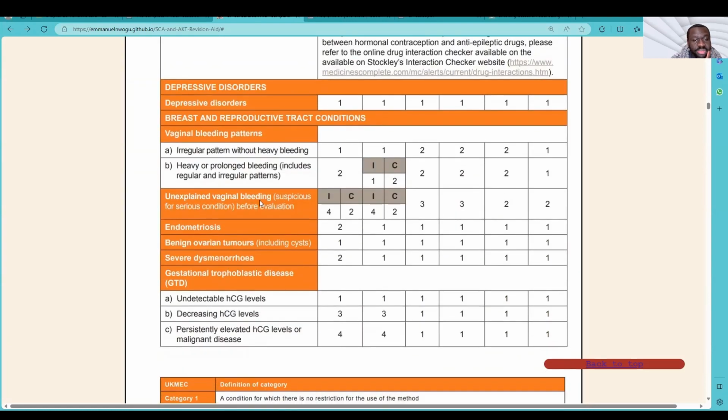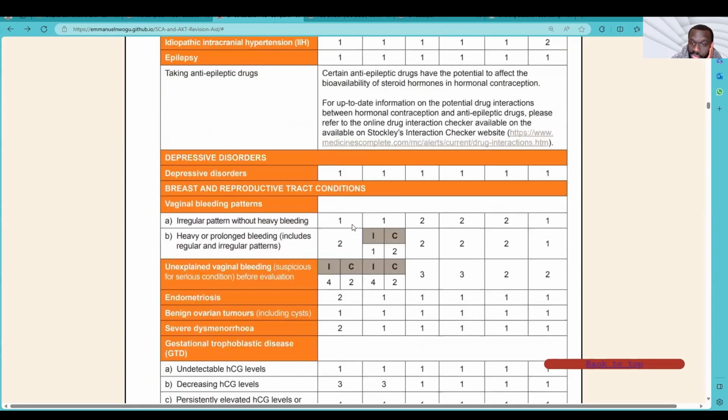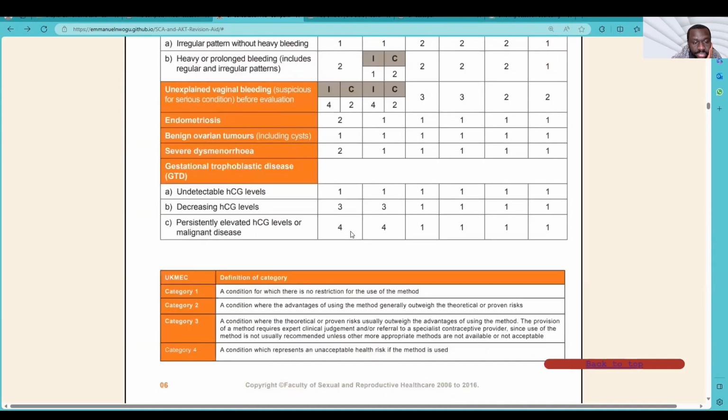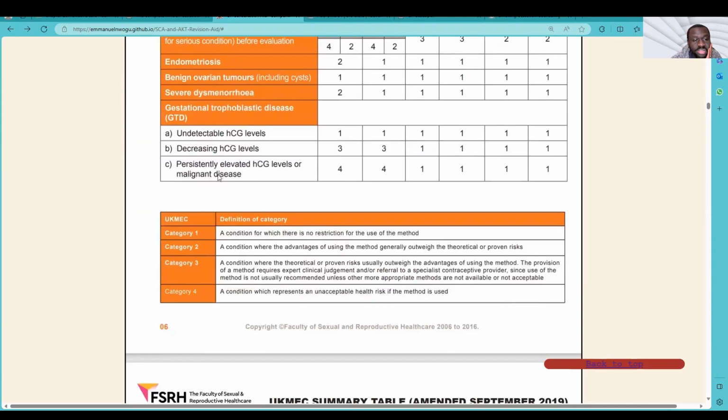If the person has unexplained vaginal bleeding, you don't want to put anything in. But if they already have a Mirena coil in, it may be safe to leave it in, especially if they're young. Persistently elevated HCG levels or malignant disease is a contraindication for Mirena and copper coil, because you might be thinking they have gestational trophoblastic disease, choriocarcinoma, or even pregnancy.